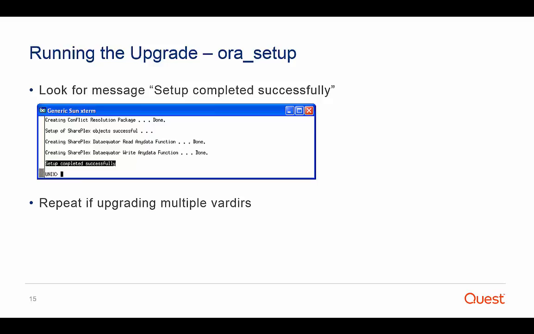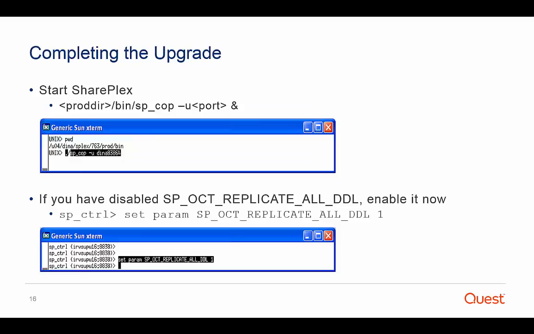If you're upgrading multiple variable locations, repeat the process by setting the variable directory environment variable to the other location and rerun ora_setup using the SharePlex Oracle user that belongs to this particular stream. The upgrade process is now complete. You can start SharePlex, and if in the beginning of the process you have disabled SP_OCT_REPLICATE_ALL_DDL, enable it now by setting it back to 1.